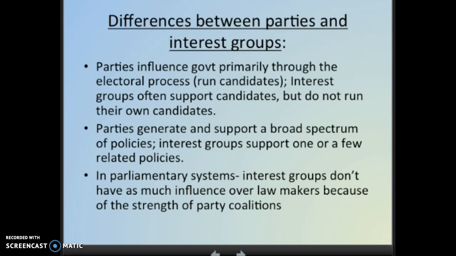In the countries that we study in AP Comp, the U.S. is really the only one of the six governments where interest groups have the most influence. In a parliamentary system, interest groups don't really have as much influence over lawmakers because there's so much strength within the party platform, and there's a lot of party loyalty, and party membership means more than interest group membership or influence. So in the U.S., you see situations where our lawmakers tend to be more influenced by interest groups than any of the other countries we study.